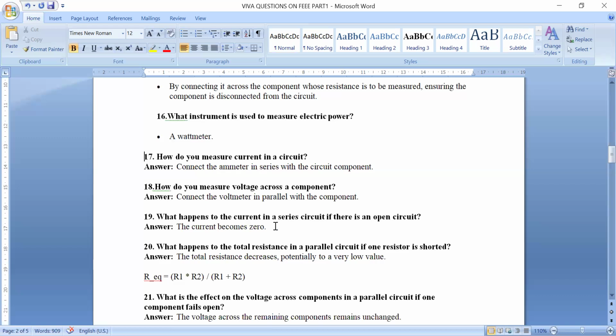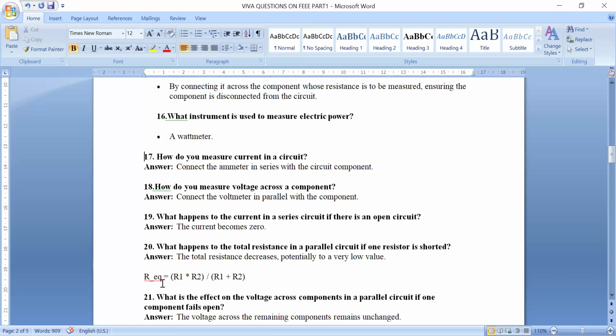What happens to the current in a circuit if there is an open circuit? So if the circuit is open, no current flows. So current becomes zero. What happens to the total resistance in parallel circuit if one resistance is shorted? So if one, assume there are two resistors, they are connected in parallel.